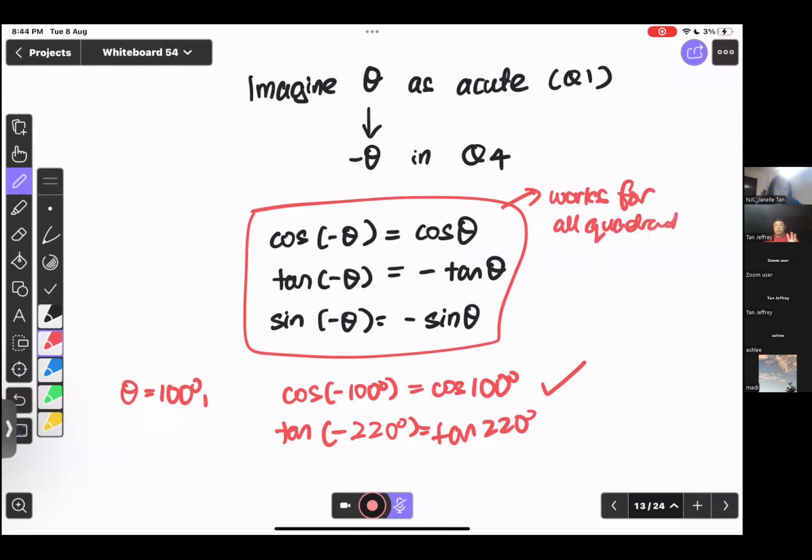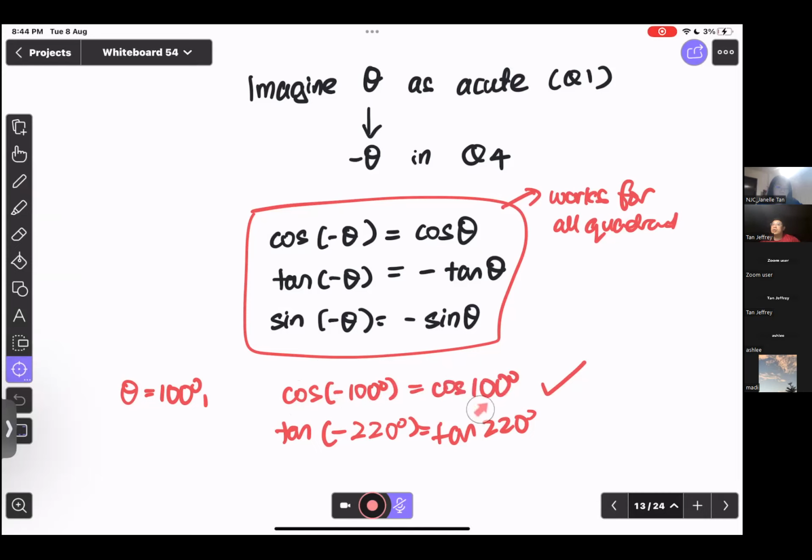Okay, it's a good question. So the idea is that if it's a third quadrant, this is negative, and then it turns out that this is also negative, because cosine 100 itself is negative. So you're right to say that it's not positive, but this is negative and this is also negative. That's why they are still equal.